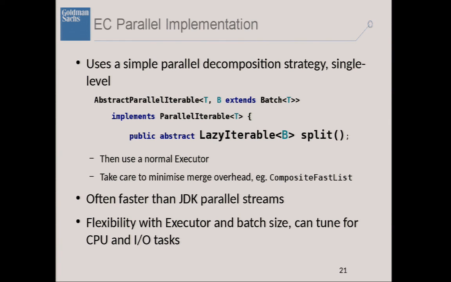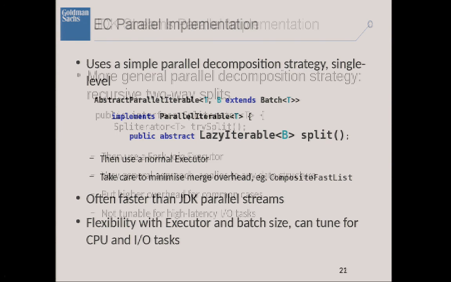And that results in parallel execution which is usually faster than Java 8 parallel streams. And additionally, because you get those parameters, the executor and the batch size, you can actually cater to at least the distinct cases of CPU-bound and high-latency I/O operations that would usually benefit from different executor and batch size settings.